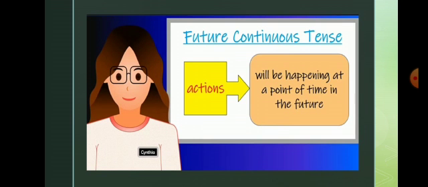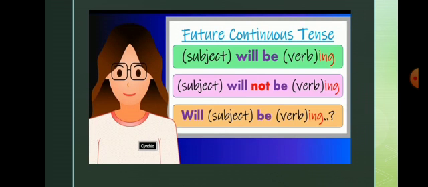Come to the future continuous tense. In the future continuous tense, actions will be happening at a point of time in the future. That action will be continuing for 2 hours or 3 hours, for a whole day, whatever it is. When it happens in the future, we call it the future continuous tense. For that the formula is subject plus will be plus verb plus ing. If it is a negative sentence, subject plus will not be plus verb plus ing. If it is a question, will plus subject plus be plus verb plus ing.